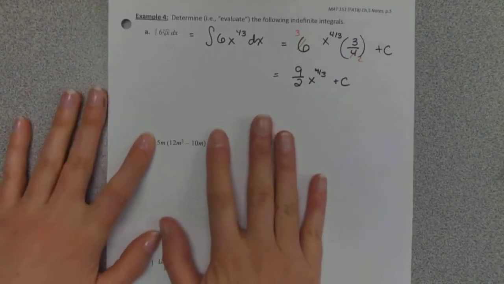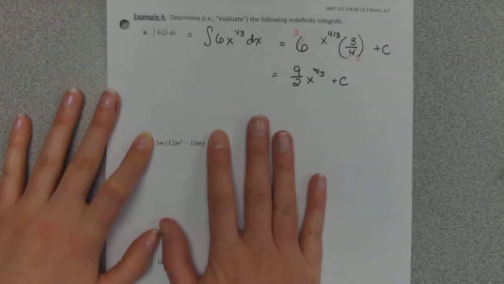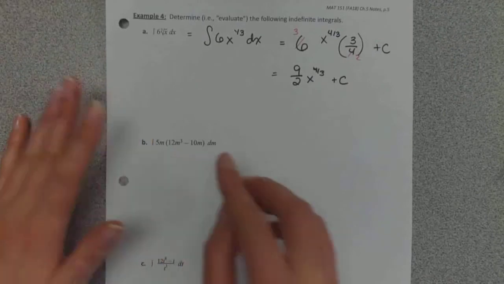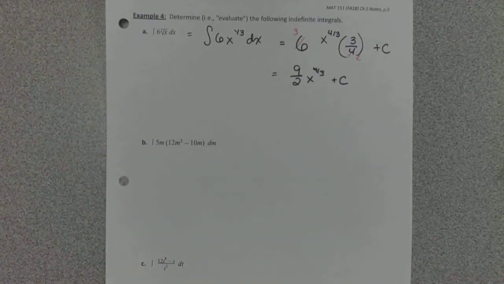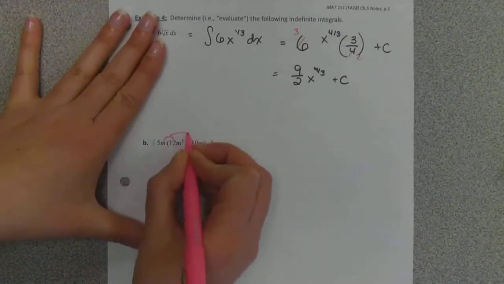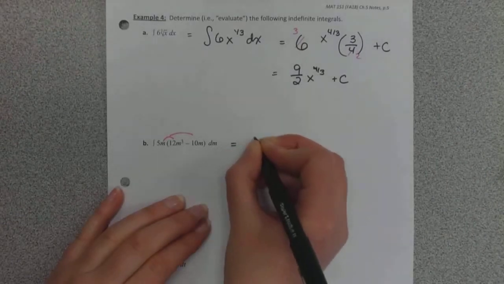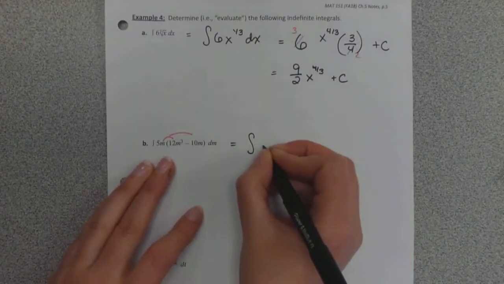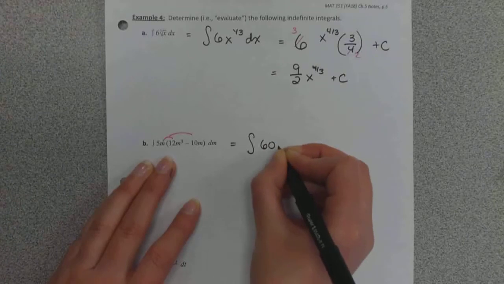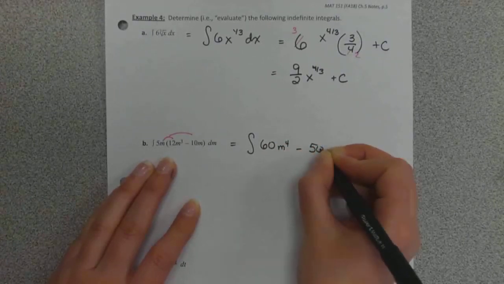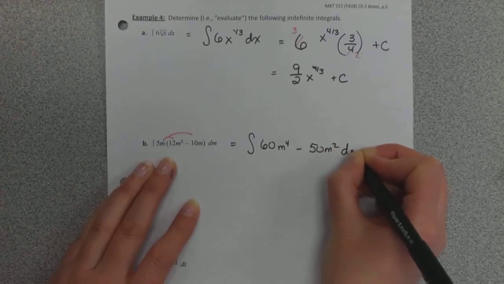If you had to do the derivative of this, what would you do? Probably distribute it first, right? So I would want to distribute this. I want to definitely distribute this for the integral. Okay? So I don't get to do integrals piece by piece over multiplication. I do get to do them piece by piece over addition. This is the same thing as the integral of 60m to the 4th minus 50m squared dm.